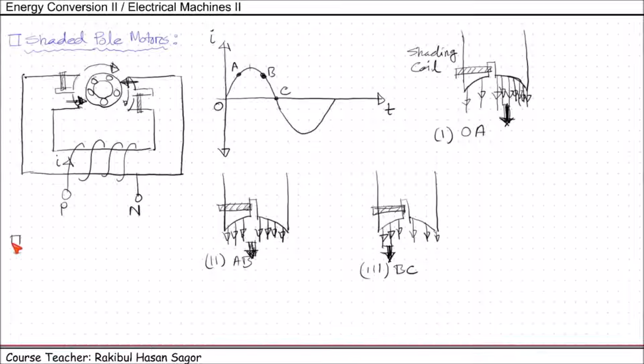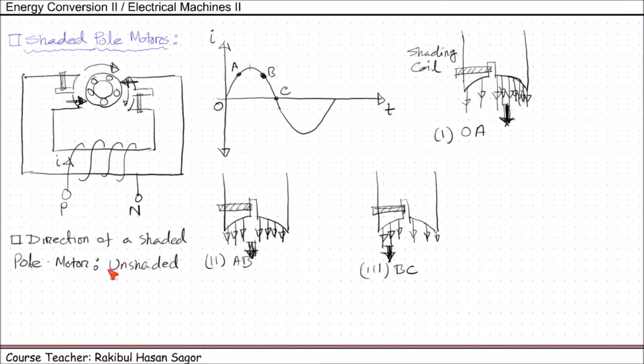So we can write the direction of a shaded pole motor, that is unshaded to shaded pole. So the direction of the rotor will be from unshaded portion to shaded pole. So this will be the direction.